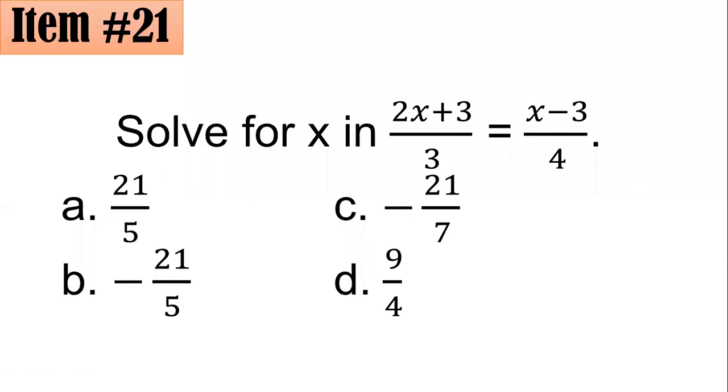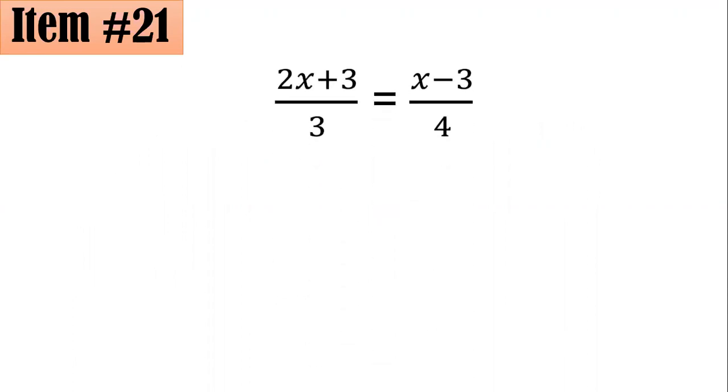Let us now move on to item number 21. Solve for x in (2x + 3)/3 = (x - 3)/4. Is it 21/5, negative 21/5, negative 21/7, or 9/4? Please give this problem a try, and if ready, I will divulge the answer in 3, 2, and 1.